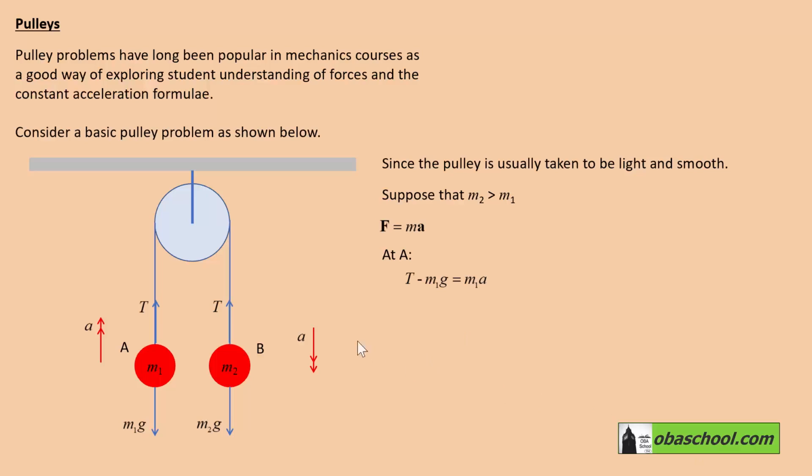So if we now consider B, the resultant force here is M2G take away T, and that's going to be equal to M2A.